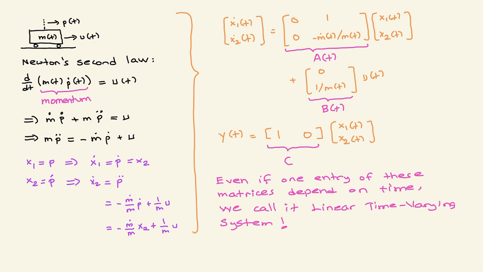Now we can obtain p dot dot from this equation simply by taking this and dividing everything by m, which gives us this nice form. But p dot was x2, so I am writing everything in terms of x2. Now if we represent this in the state space form, we are looking at x1 dot equals x2, which is here, and x2 dot equals minus m dot over m times x2, plus 1 over m u.